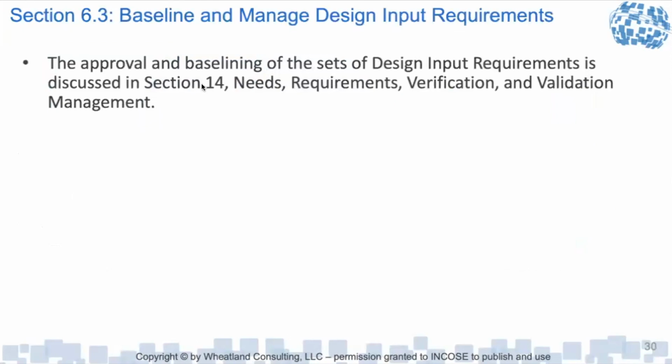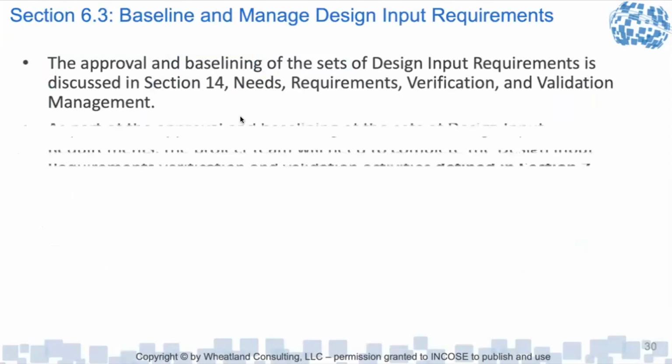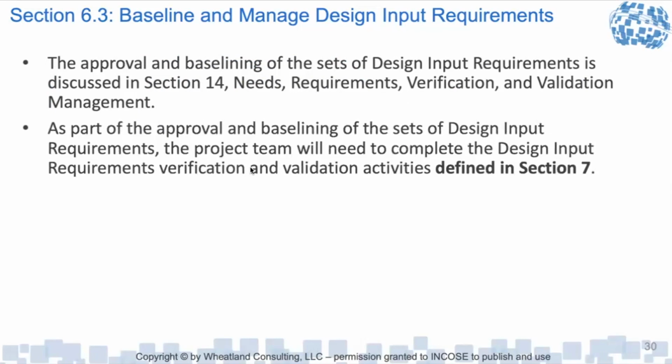The details of the actual approval and baseline process are covered in section 14, needs, requirements, verification, validation, management. As part of the approval and baseline of the set of design input requirements, the team is going to need to complete design input requirements verification and validation activities defined in section 7. And again, requirements verification is how well they are formed, and requirements validation is whether they communicate the intent of their source or need from which they were transformed.